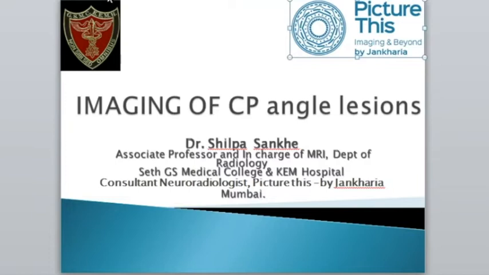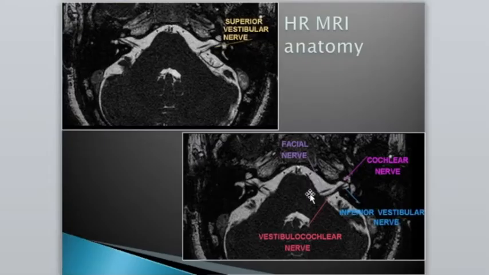For example, in this image, we can see the facial nerve anteriorly and the superior vestibular nerve. One section inferiorly, we continue to see the facial nerve, but we see the vestibulocochlear nerve with the cochlear nerve superiorly, and the cochlear and the inferior vestibular nerve. We have seen the superior vestibular nerve a section above it.